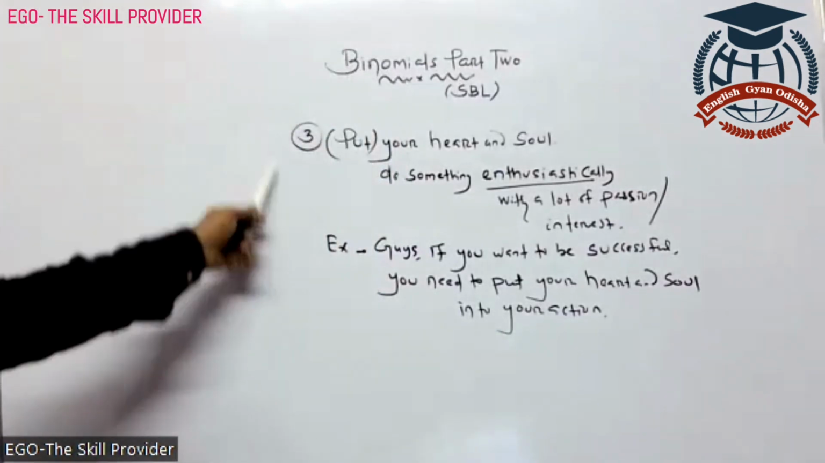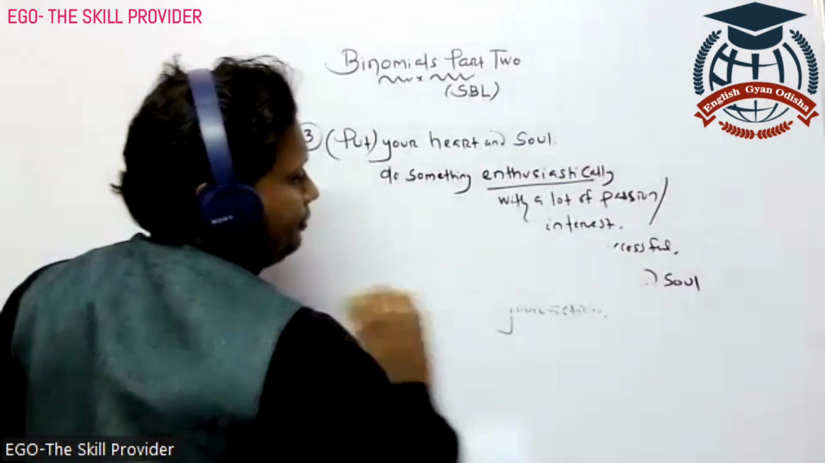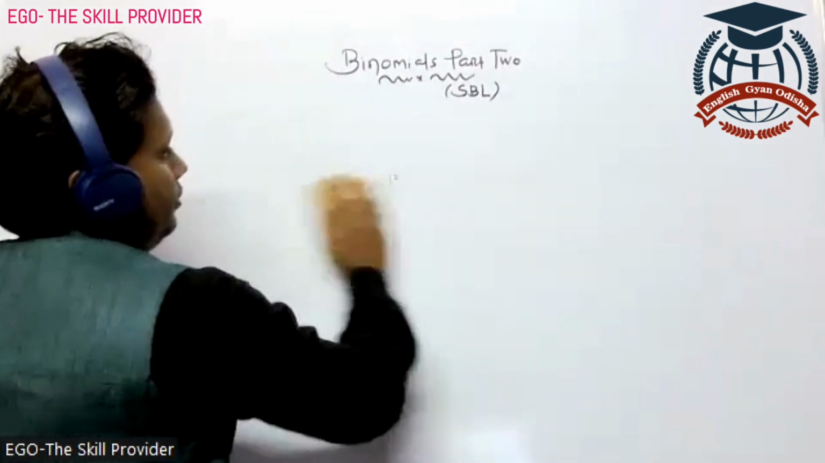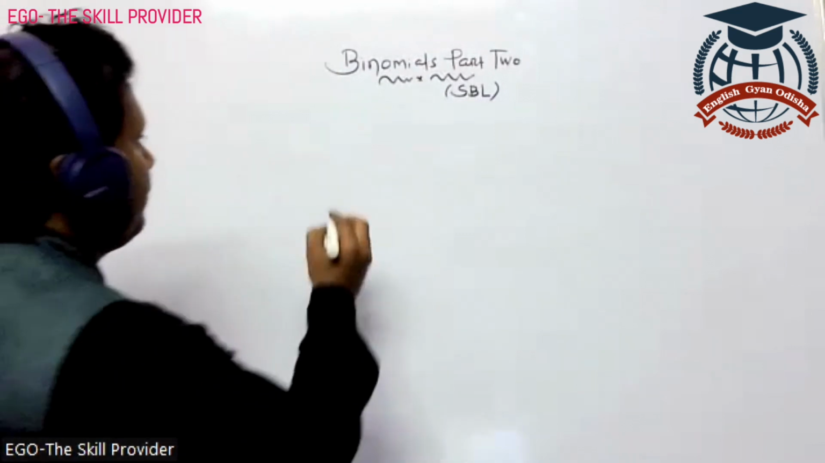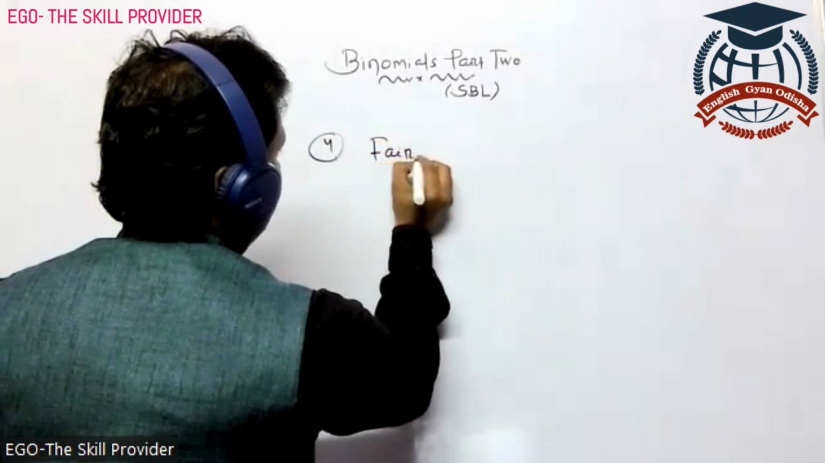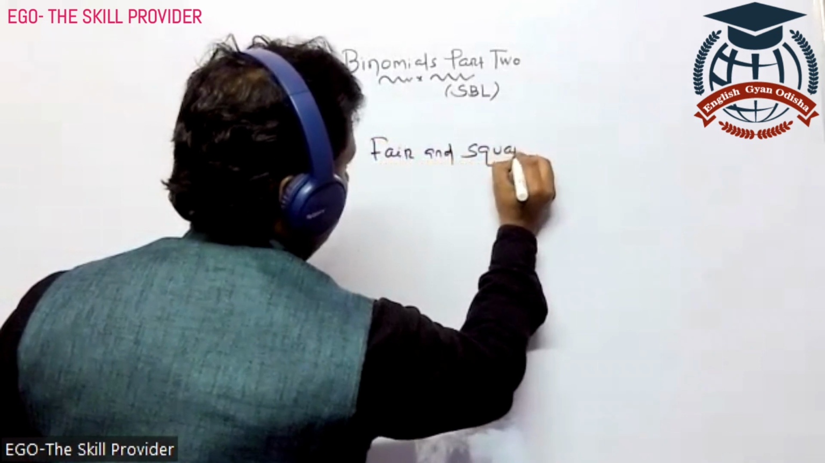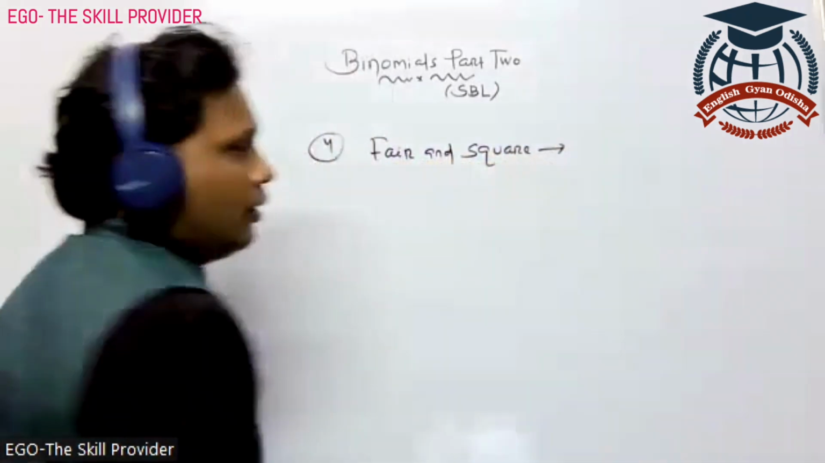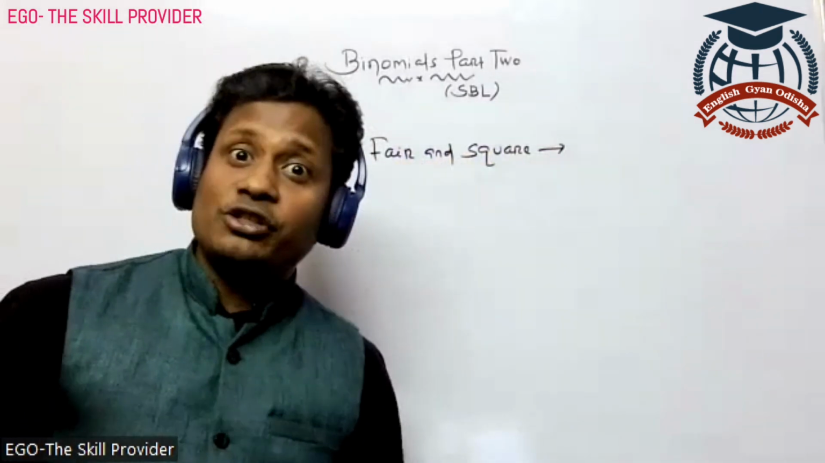Okay, so this is something called put your heart and soul. Fine. So let me give you the fourth one, which you are also using almost every day. That is something called fair and square. This is called fair and square. So what do you mean by fair and square?